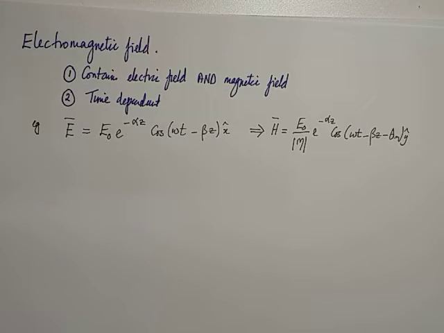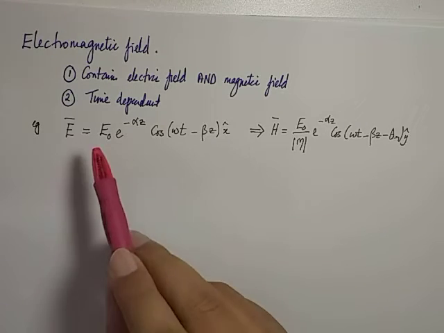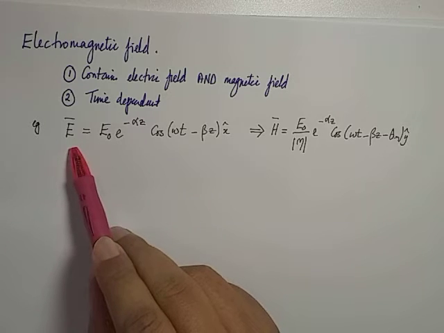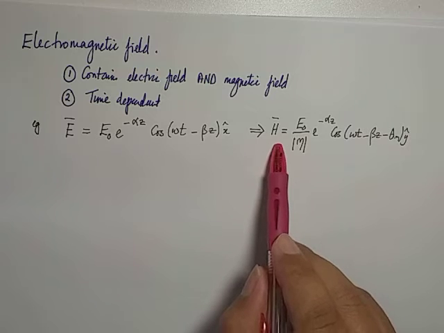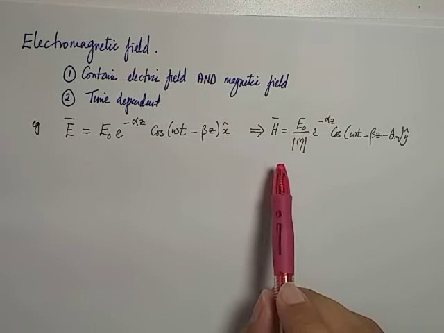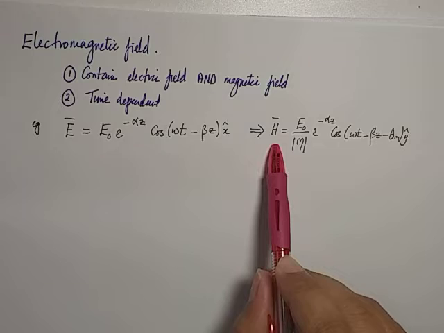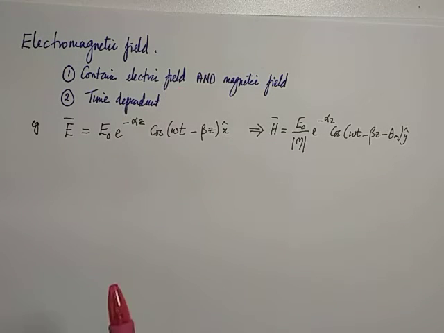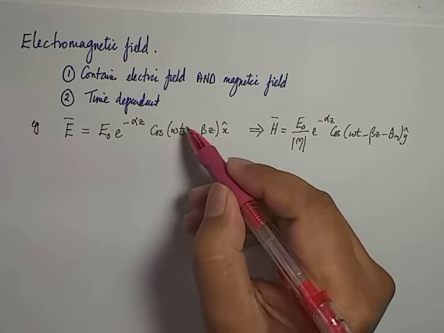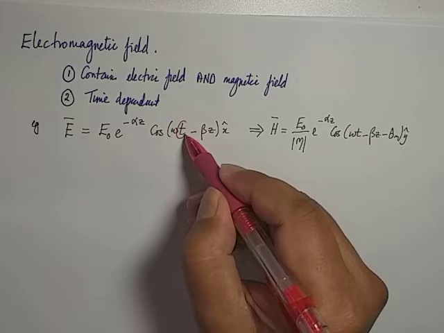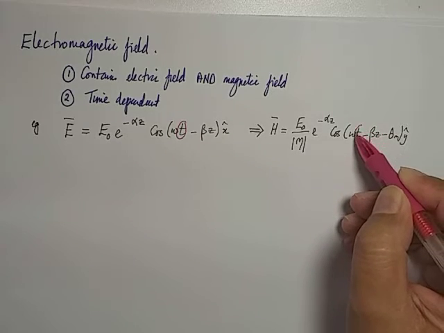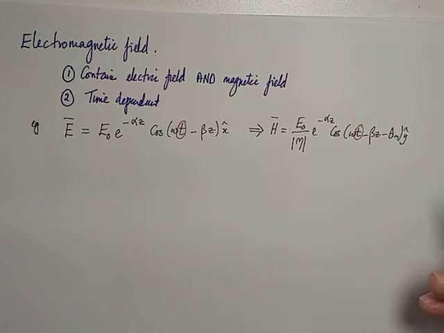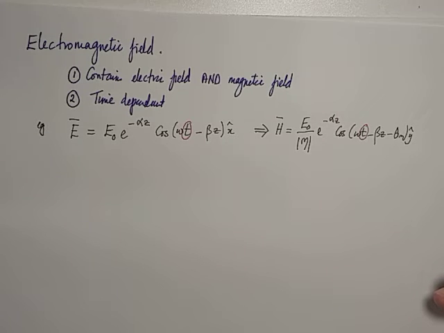What we need to know is that if you have an electric field, at the same time you have the corresponding magnetic field. If you are given a magnetic field, at the same time you can find its corresponding electric field. That is the first thing we must be able to see. The second thing is that both fields contain extra information that we haven't seen before, which is the time factor.